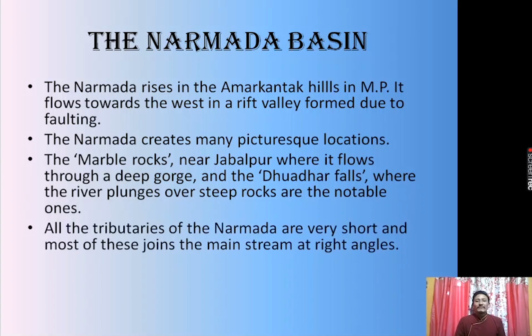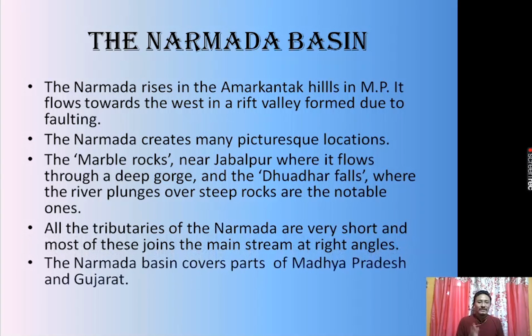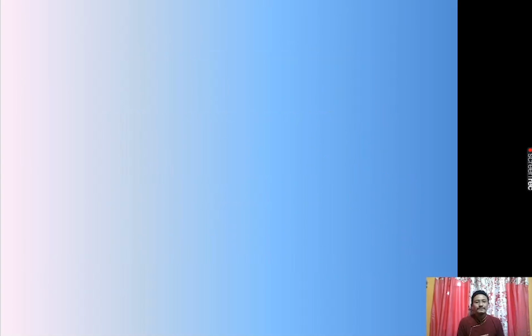All the tributaries of Narmada are very short, and most of them join the main stream at right angles. As we have discussed the drainage patterns, right angle joins form a rectangular pattern. Then the Narmada Basin covers parts of Madhya Pradesh and Gujarat. So these are the two states which the Narmada covers.